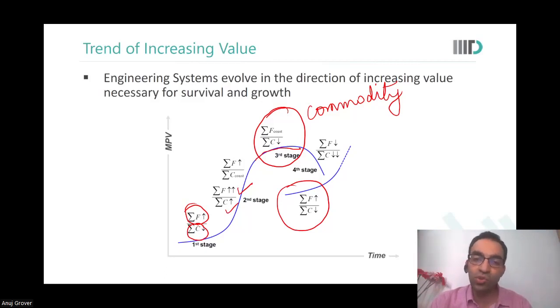We are in the stage 2. Once the product matures, market becomes stable. That is when you enter into stage 3, and that is where you start to reduce costs to improve your margins. So that is the trend of increasing value.